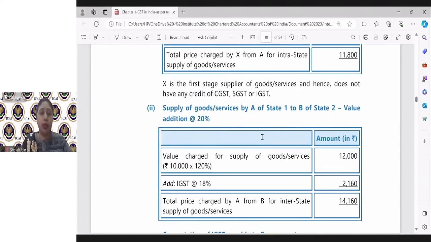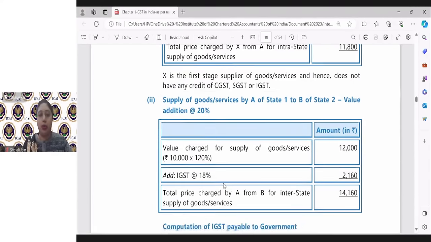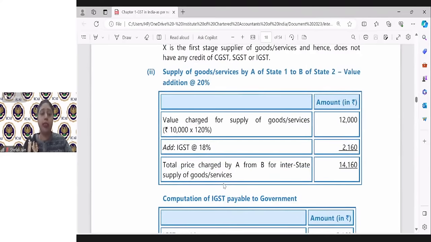In the second transaction, now this is what we have to focus on. A sold the goods to B from state one to state two. It is an interstate transaction because two states are involved. Value addition is again 2000, so the sale value becomes 12,000. Now on this 12,000, we have to compute IGST at the rate of 18%, because IGST we have assumed 18%. On interstate sale, we levy IGST. So IGST at the rate of 18% will be levied, that is 2160. And now the total price which A will charge from B will be 14,160 only.